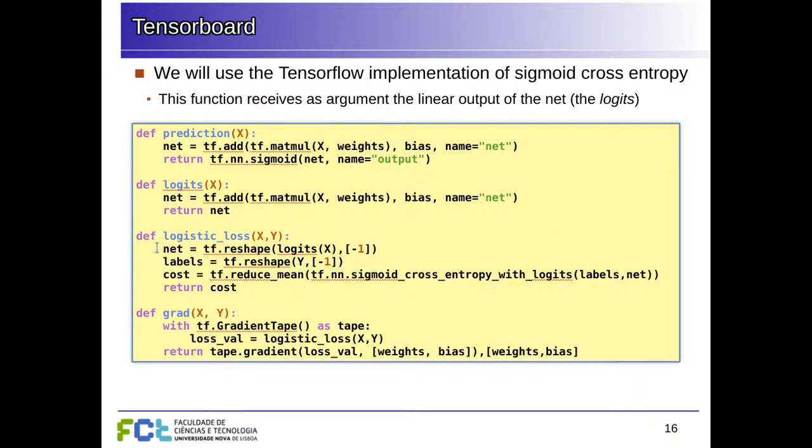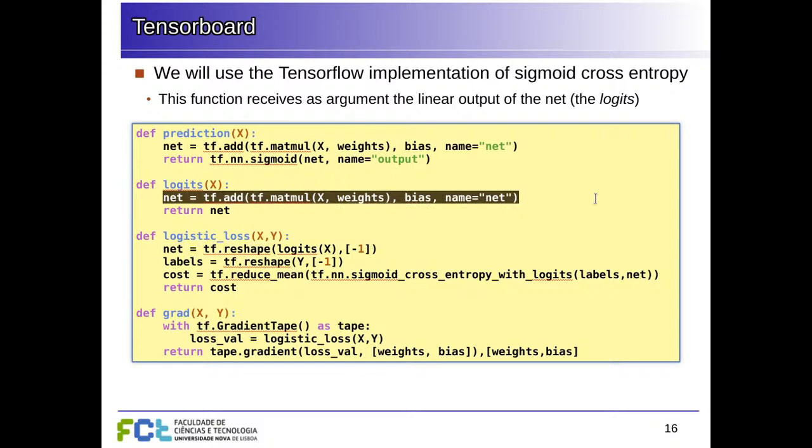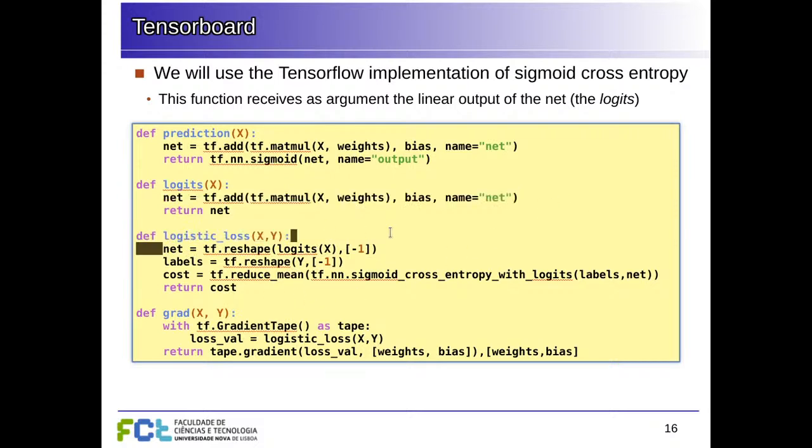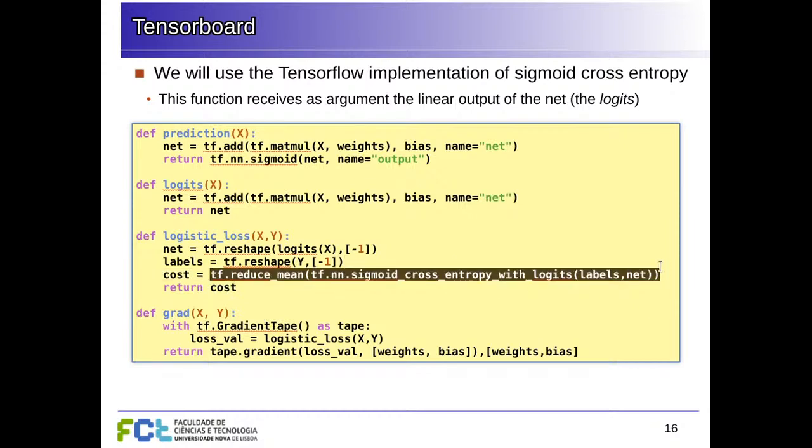So now our logistic loss will be simply taking the output of the logits function that I'm showing here. In this case, I'm reshaping it into a single vector. Then I'm doing the same thing for the labels. So I'm receiving the labels for the classification and reshaping them into a single vector because this function is expecting that. And now I am feeding this into the cross entropy function from TensorFlow and computing the average logistic loss in this case.